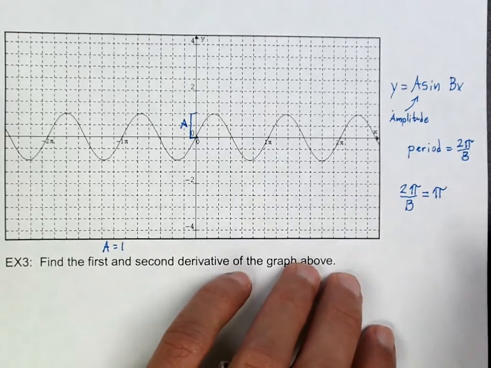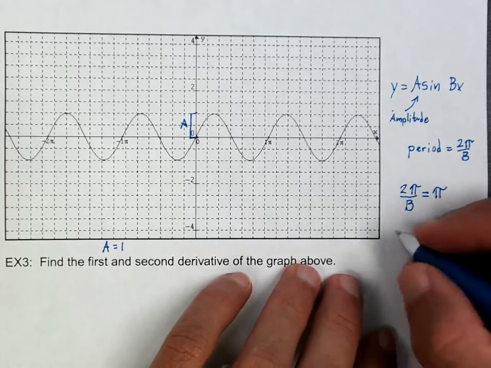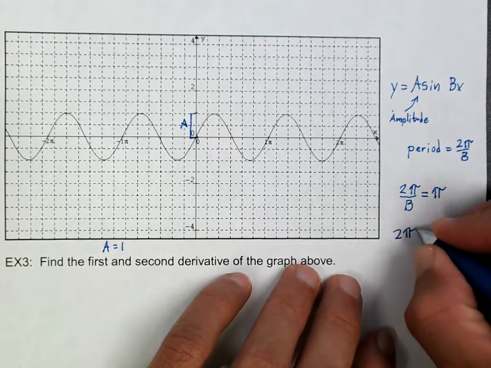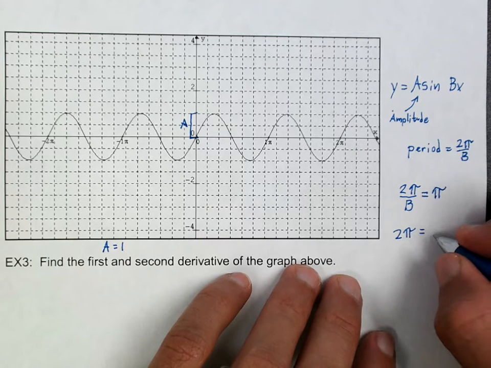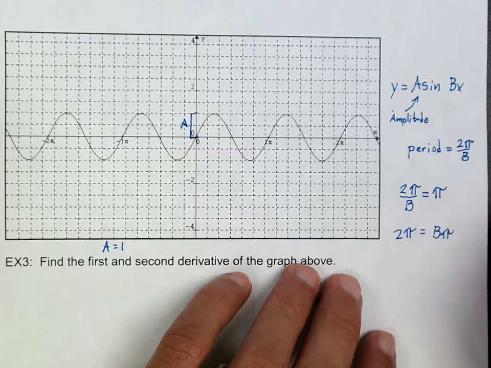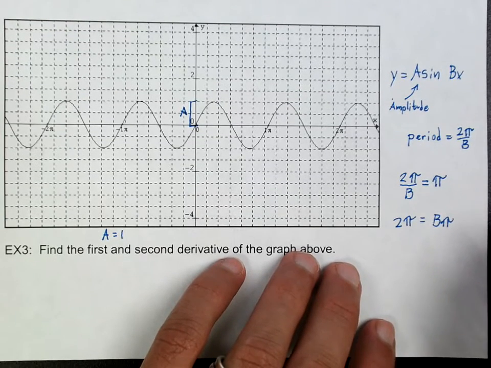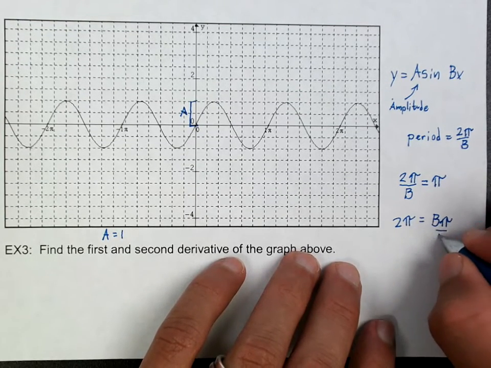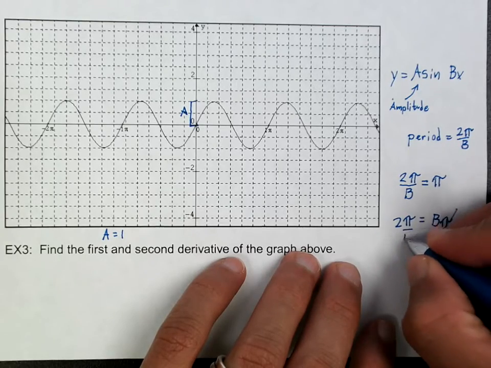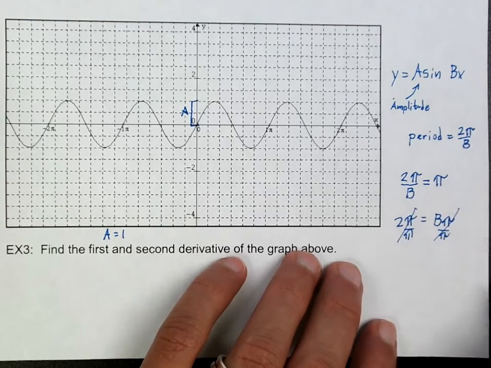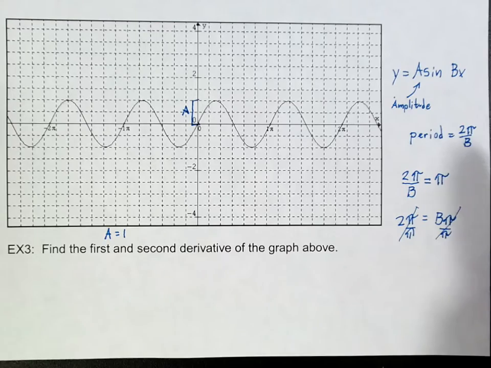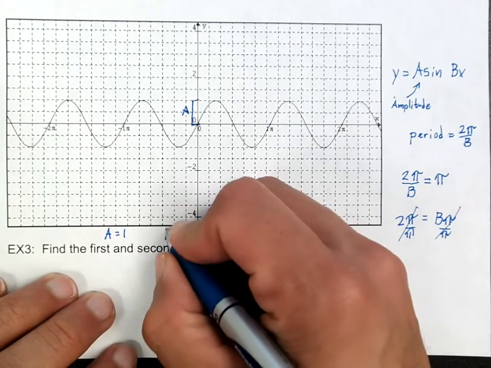All right, so if I solve for b, you can cross multiply here. That would give you 2 pi is equal to b pi or pi b, whatever you want to call it. And if I divide both sides by pi, b would be 2. Alright, so notice that now I'm going to go back to this function over here that I had. So again, b is 2.